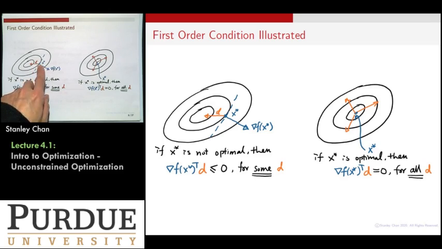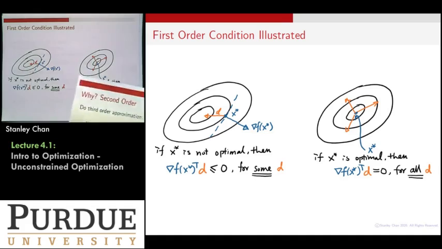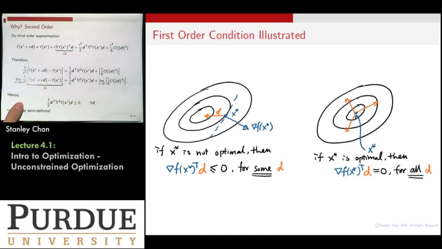Because if I move along this direction, I can reduce your objective value. So that is a very simple picture explaining the notion of first order optimality. Nothing more than finding the direction d that can make you go into the negative gradient.